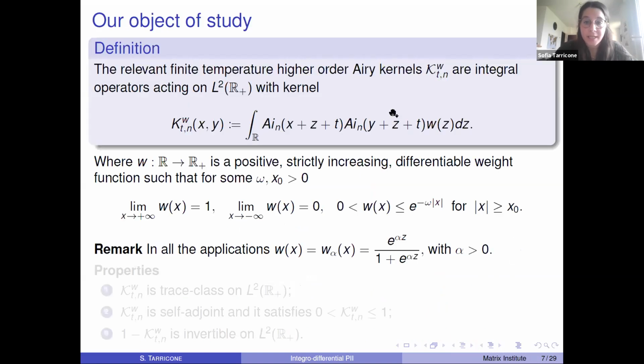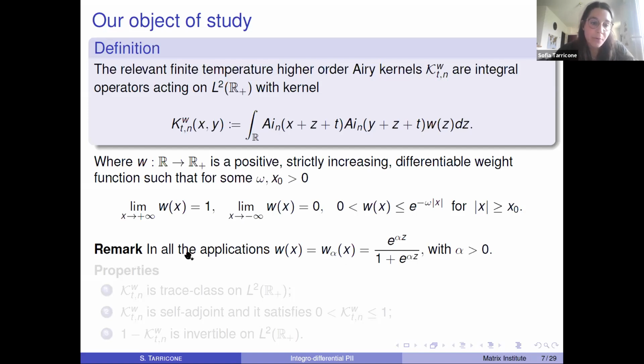So of course, as you already have understood, the object of our study will be these higher order finite temperature kernels. They are integral operators acting on the same space, and this time through this slightly modified kernel. So you see again, for every integer n, the nth Airy function. And then the integral is taken along all the real line. And you have this weight function here. The weight function we can take as any positive, strictly increasing and differentiable function with these properties, but in applications, this weight function is always the Fermi factor. So let's just keep in mind that it's the Fermi factor.